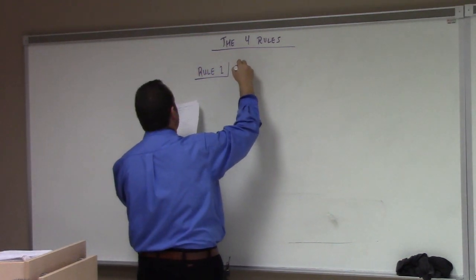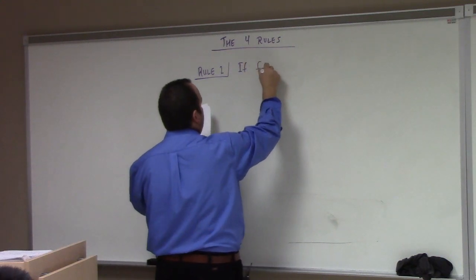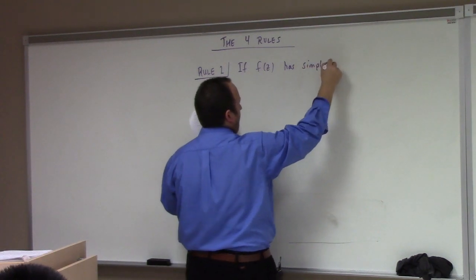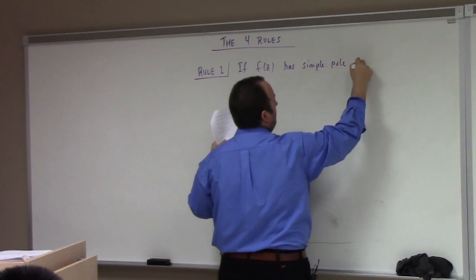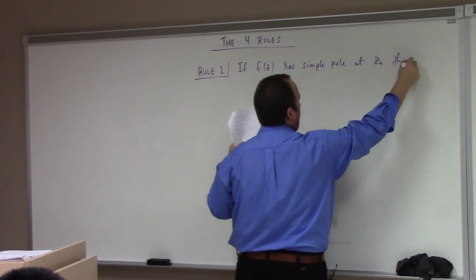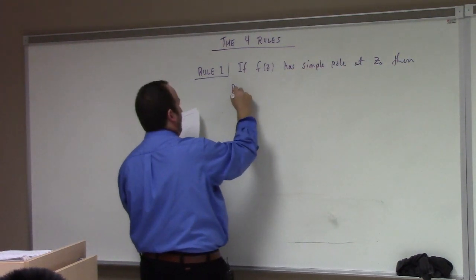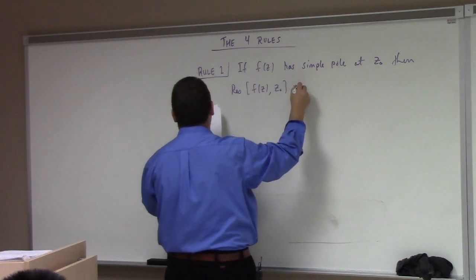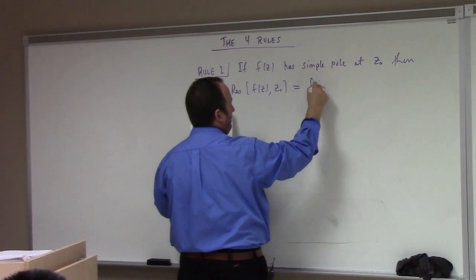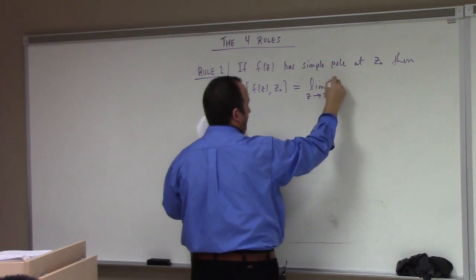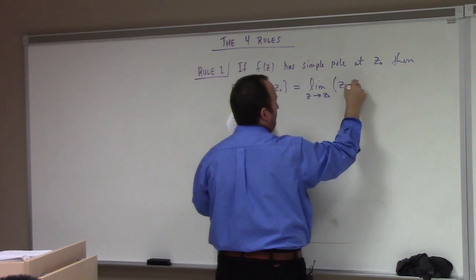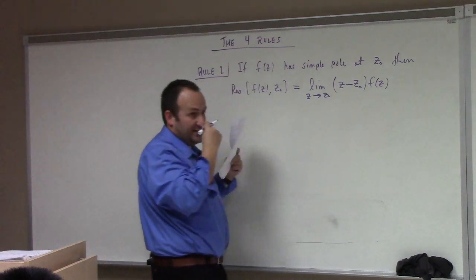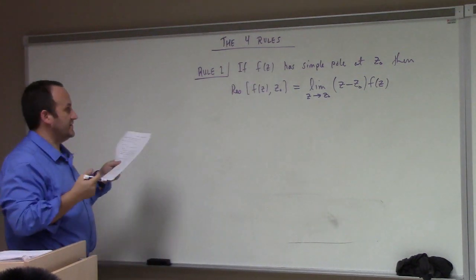It says that if f of z has a simple pole at z naught, then the residue of f of z at z naught is equal to the limit as z goes to z naught of z minus z naught times f of z. In other words, we can clear out the pole by taking the limit in this sense.